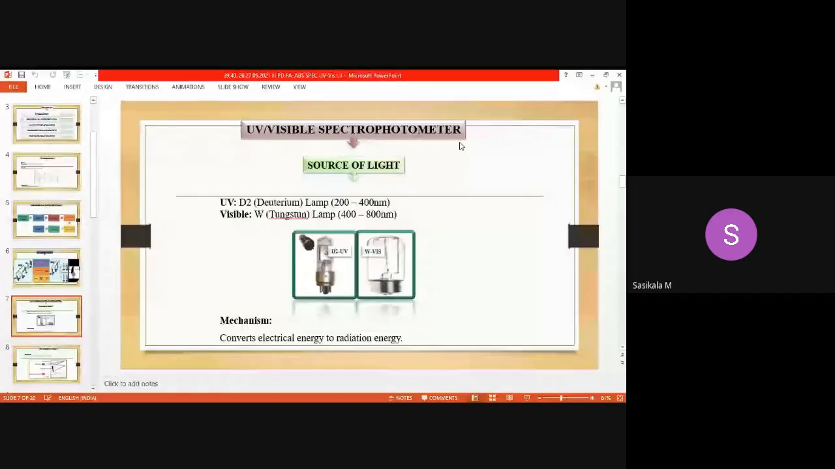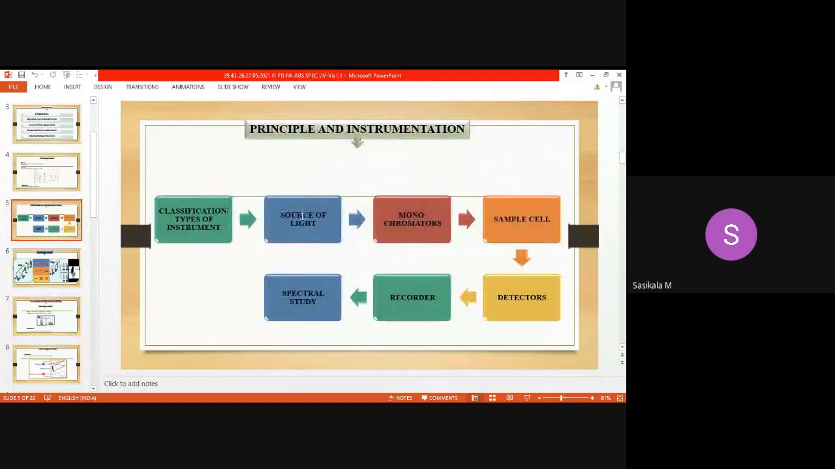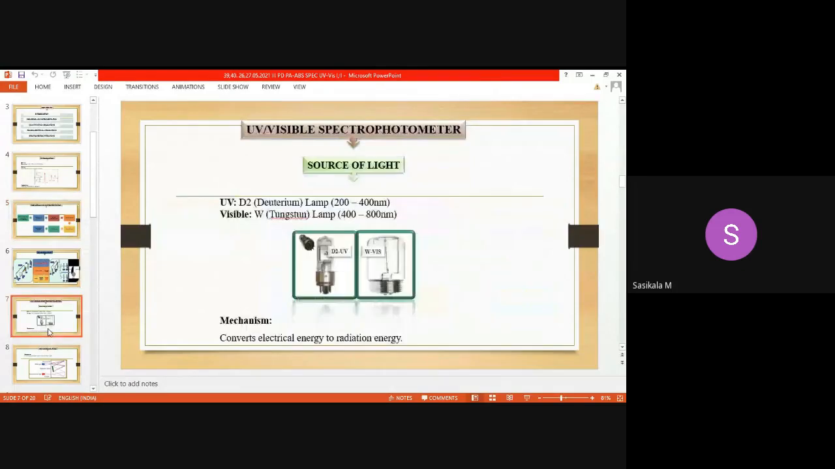We require a light source. It is the source for electromagnetic radiation, that is UV visible radiation. So what is source of light? It indicates radiation source for UV and visible radiation. For UV radiation, it is the D2 lamp. You can observe the image representing the D2 lamp. D2 represents a deuterium lamp. It gives radiation in the range of 200 to 400 nanometer. That is the UV range, and this range of radiation is derived from the D2 lamp.